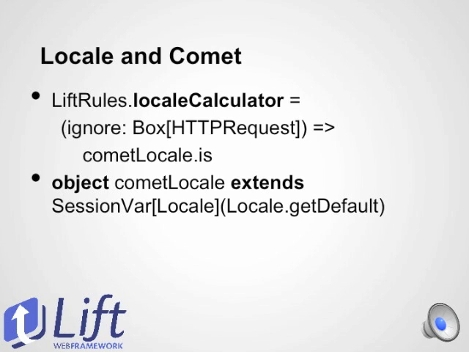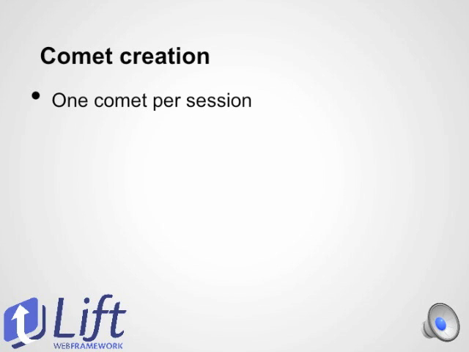This is just plain Scala Java code, nothing strange. I will include with this presentation a link to a project on GitHub where you will have a full example of how to access the locale. I'm going to add a few more things related to Comet in that example, so you have a running application that you can play around with and change things and see how it works. Let's see something else. So, Comet creation.